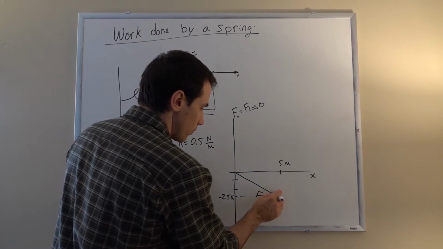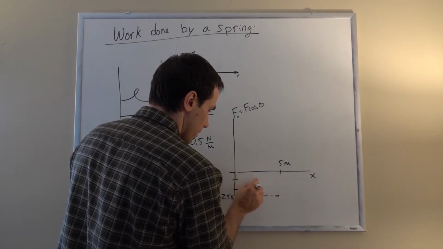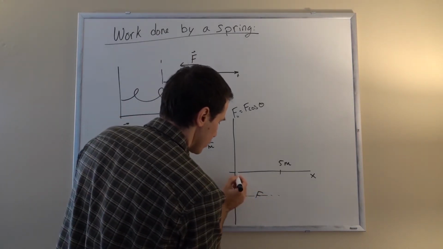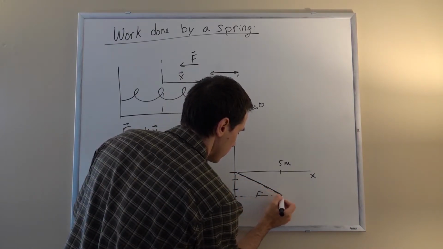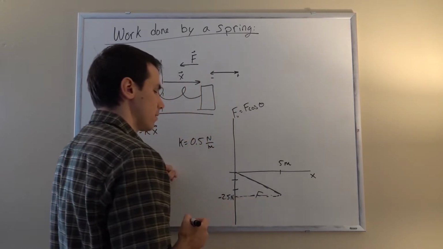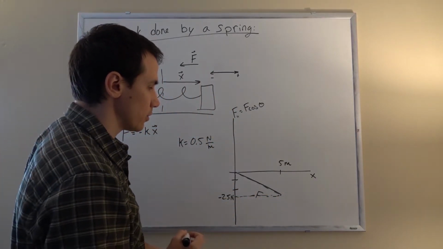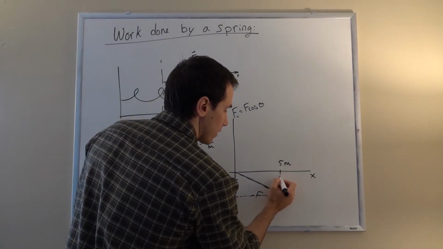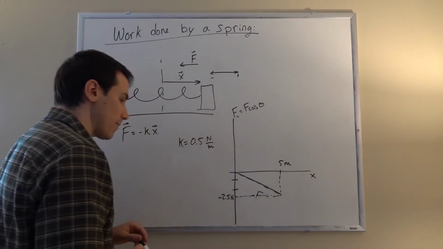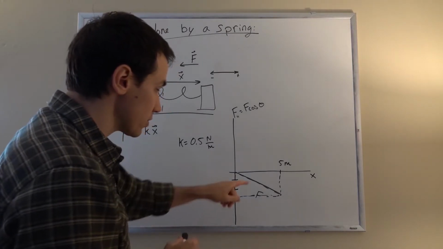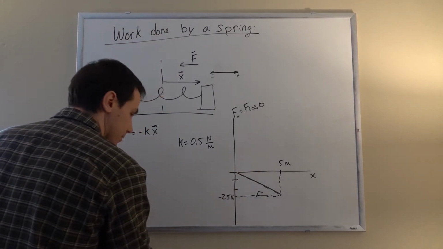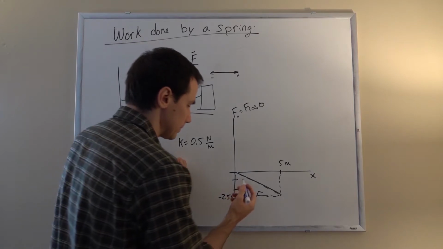So my two lines should meet here, my force line and my x-axis line here should meet. And now I'm interested in the area between my force curve and the x-axis. This is always the area that I'm looking for.